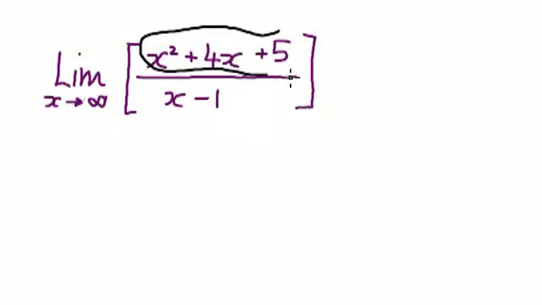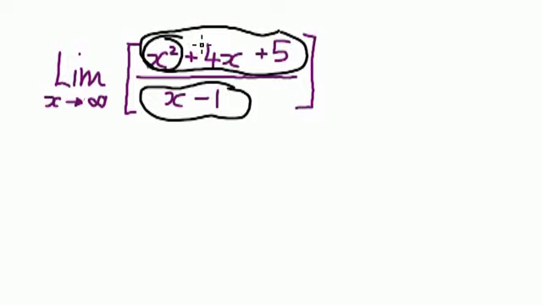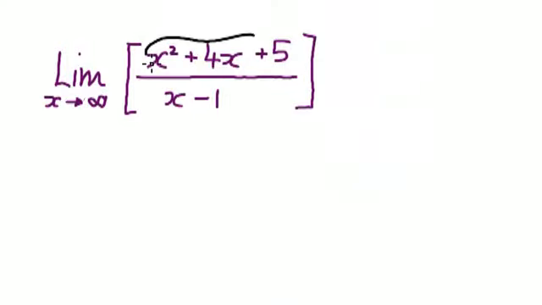So here you've got a bubble over this bubble here. So let's divide everything by the highest power. This here is just x to the power of 1, x to the power of 1. This is x to the power of 2. So let's divide top and bottom by x to the power of 2. Okay, so what you have is this.